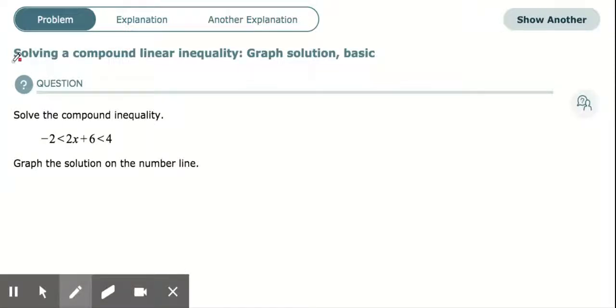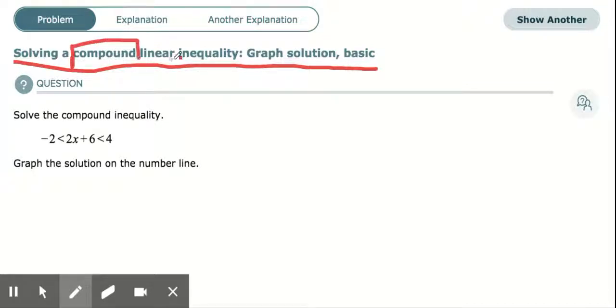This video is going to be on the ALEKS topic, solving a compound linear inequality, graph solution basic. So what makes it a compound linear inequality is that there are two inequality signs. There is a less than sign here and a less than sign here.